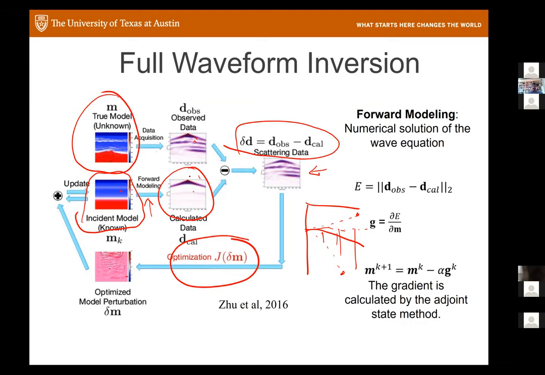Okay? So here is my residual, observed data and synthetic data, the calculated data. And we calculate from here something called the gradient, which is essentially the derivative of this function. And this function is called the cost function or objective function. Take the derivative, and that derivative is what is used in updating the model in a method called steepest descent, which is not the best method, but I will just focus on that for now, just to explain the concepts.